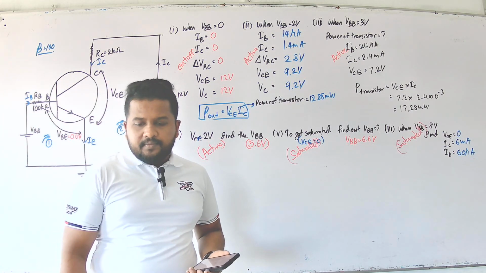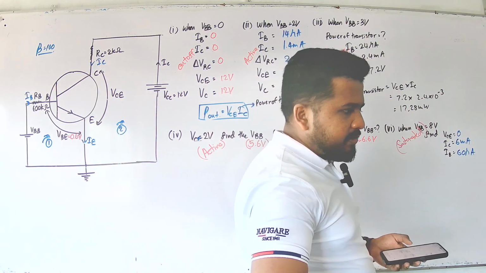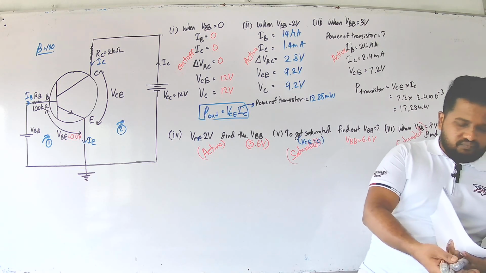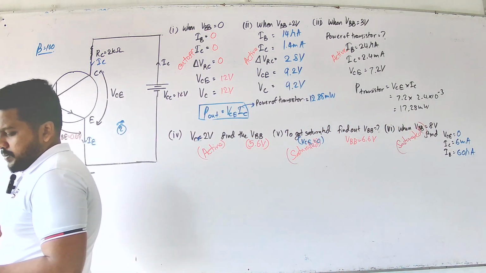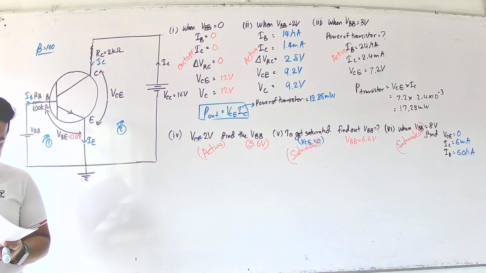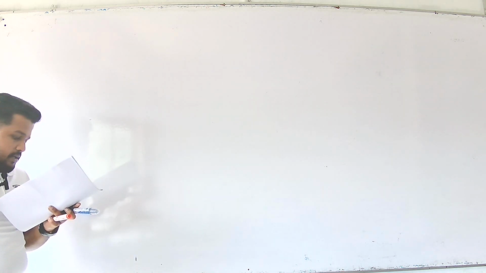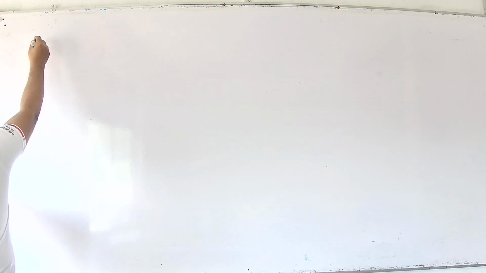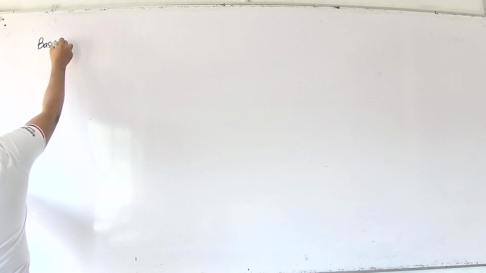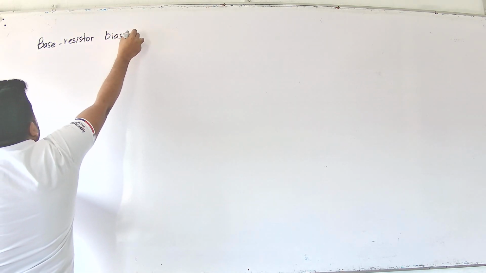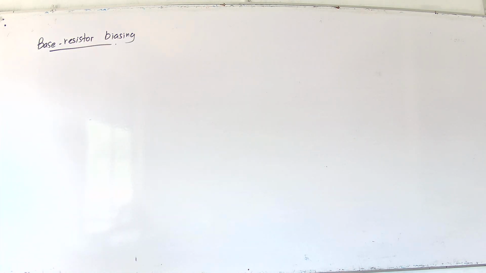Then write down: two methods of biasing. Number one, base resistor biasing.